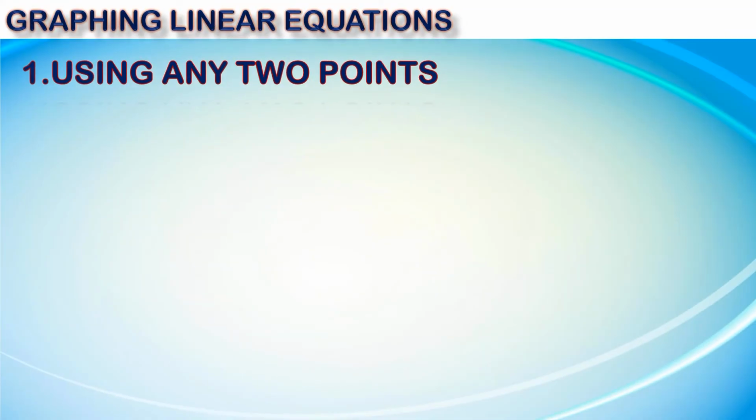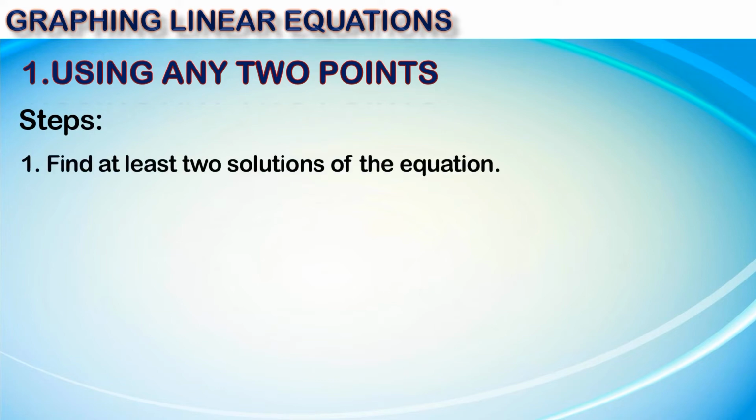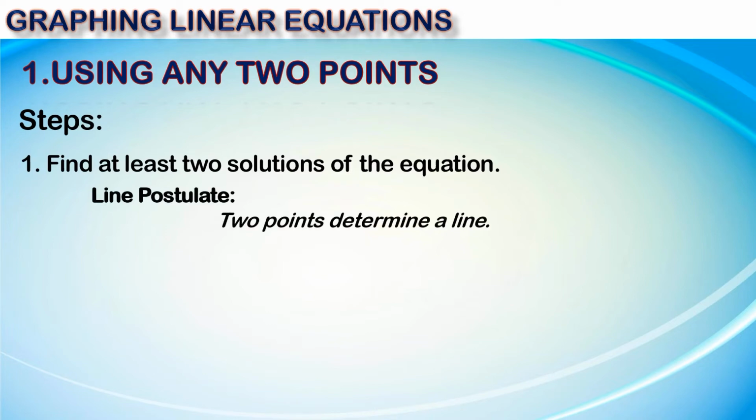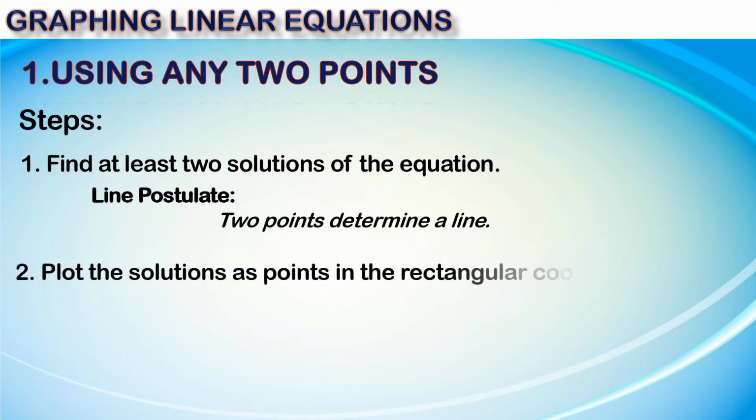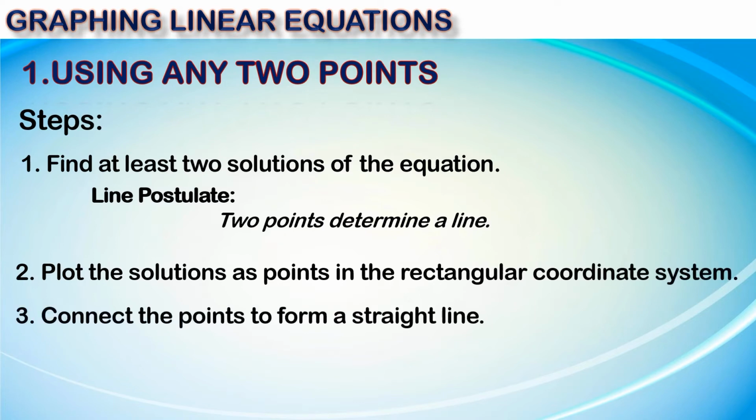One method of graphing a linear equation is using any 2 points. So what are the steps in graphing linear equations using any 2 points? First, find at least 2 solutions of the equation. Remember that 2 points are enough to draw the graph of a linear equation. As stated in the line postulate, 2 points determine a line. Second, we plot the solutions as points in the rectangular coordinate system. And third, we connect the points to form a straight line.